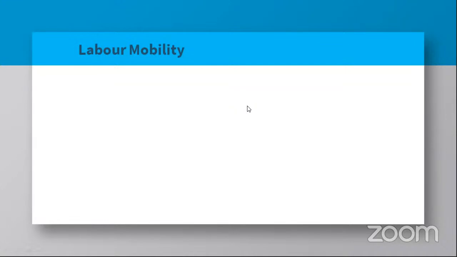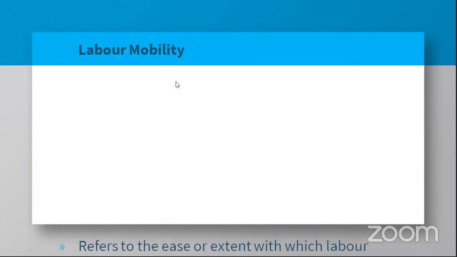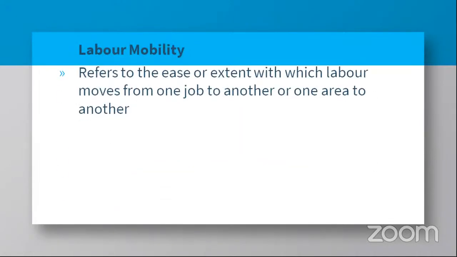But again, it depends, and we are going to look at that. We are going to see why I've said it depends. By the way, I would have started by asking you to define it, but anyway, here it is: it is the ease with which labor moves from one job to another or one area to another.